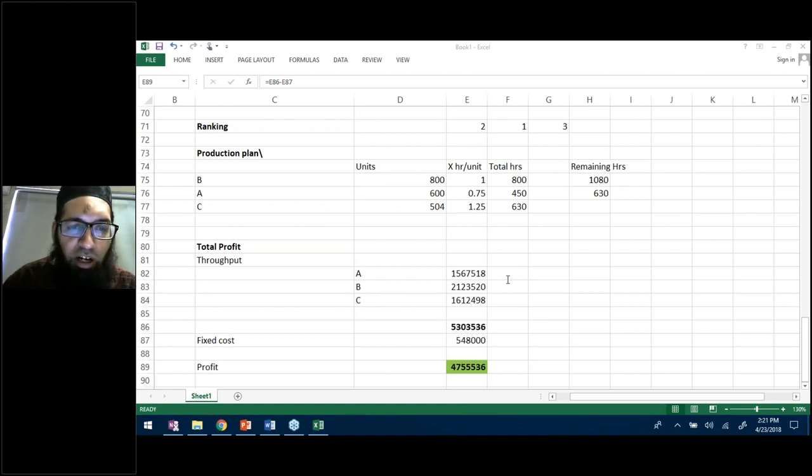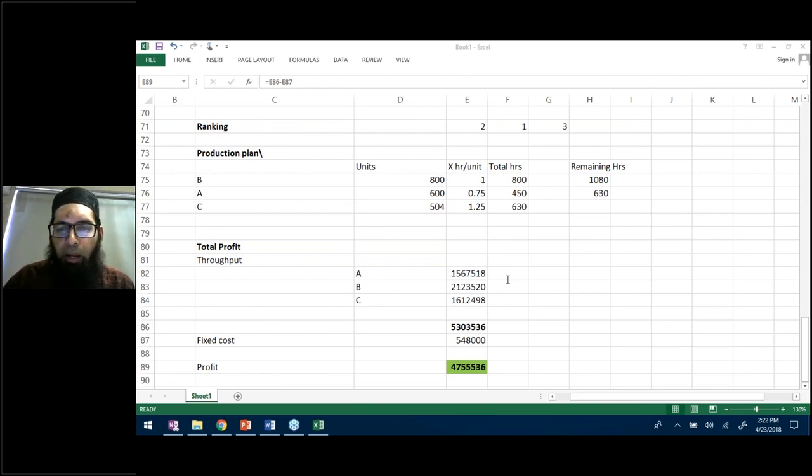One of the students has asked me to kindly redo in the plan the last step of making C. Okay, so you are talking about the production plan. And one of the students has also asked whether the ranking could be done via throughput per bottleneck as well.